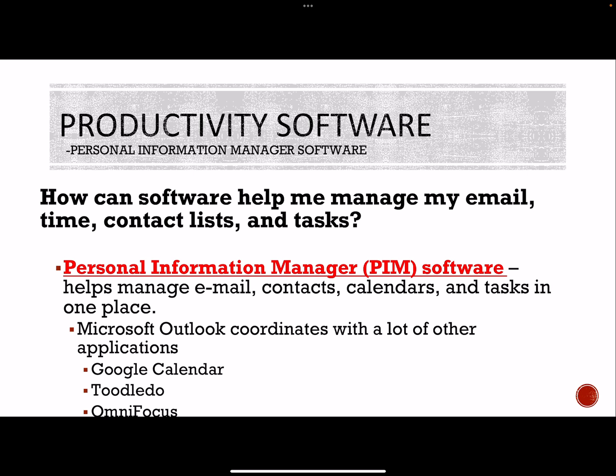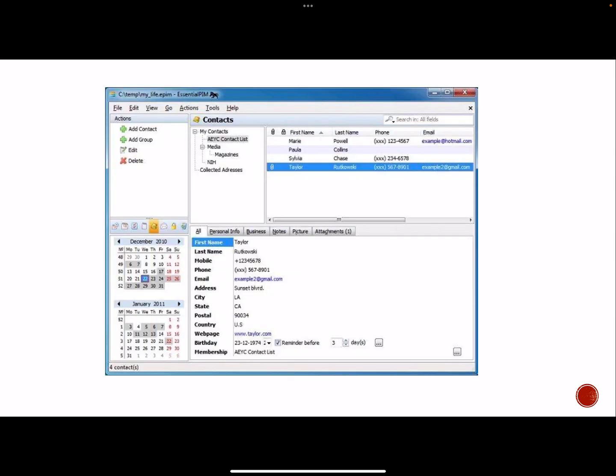A wide variety of other to-do lists and simple organizers work with mobile and computing devices. For example, Toodledo is a free program that coordinates well with Microsoft Outlook. OmniFocus is a more full-featured option for Mac devices, including a slick interface for your Apple Watch. And here you can see an example of how you can organize your contacts, your calendars, your email all in one place.